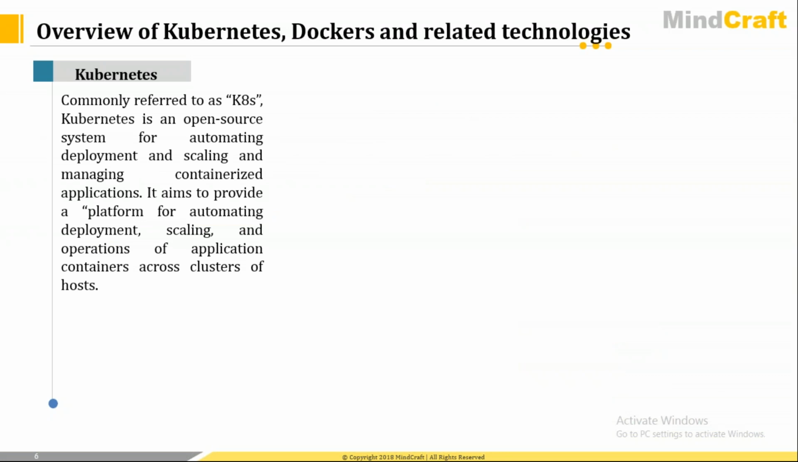Kubernetes. Kubernetes, commonly referred to as K8s, is used for automating deployment, scaling, and managing containerized applications. It is part of the CNCF project, that is Cloud Native Computing Foundation project. Kubernetes is now part of CNCF and is becoming a de facto standard in cloud orchestration.